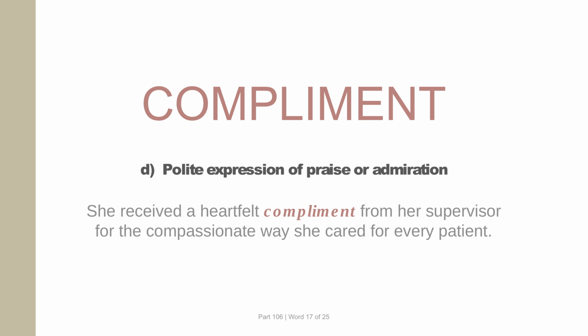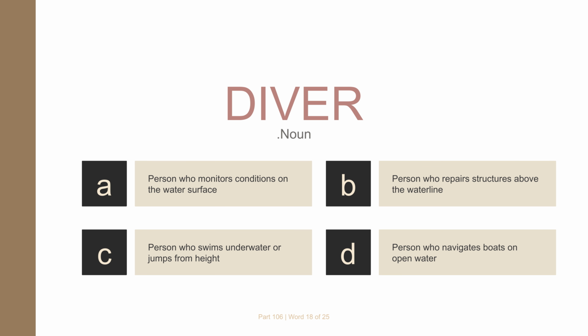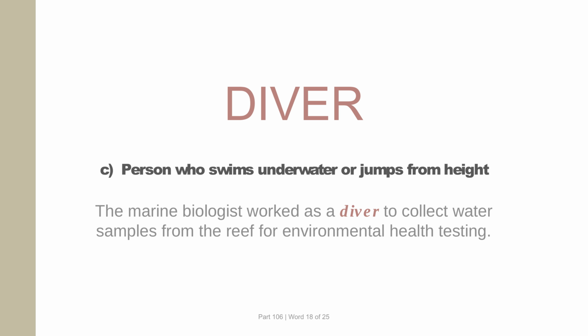Question 18. What is the meaning of diver? Option A: person who monitors conditions on the water surface. Option B: person who repairs structures above the waterline. Option C: person who swims underwater or jumps from height. Option D: person who navigates boats on open water. Correct answer: Option C. The correct meaning of diver is person who swims underwater or jumps from height. Example: the marine biologist worked as a diver to collect water samples from the reef for environmental health testing.